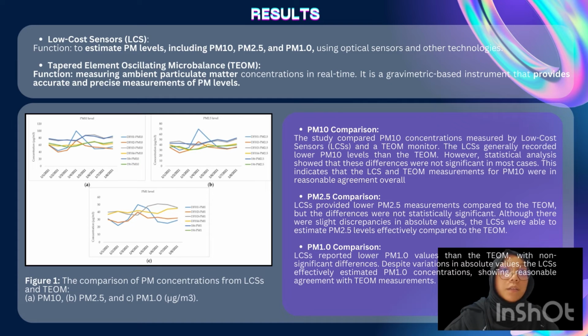statistically significant difference. For the PM1.0 comparison, it was also reported that LCS have a lower PM1.0 value compared to TOM. Despite the variation in absolute values, LCS effectively estimate PM1.0 concentration, showing reasonable agreement with TOM measurements.